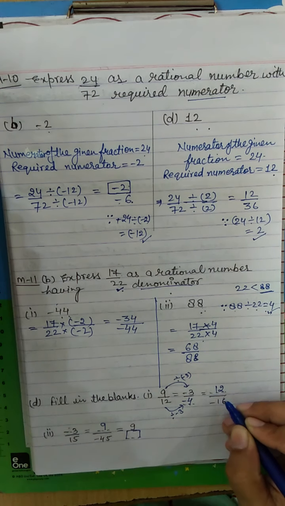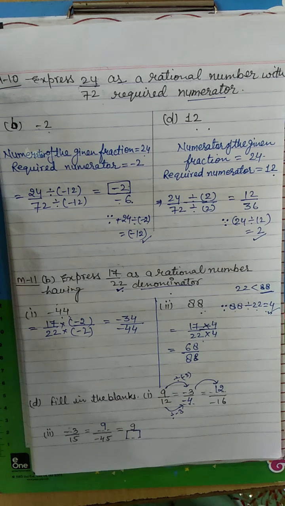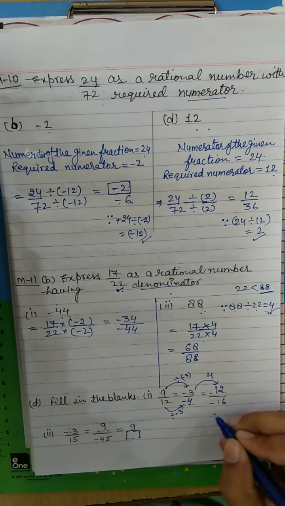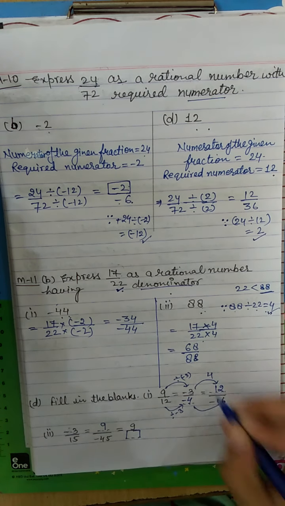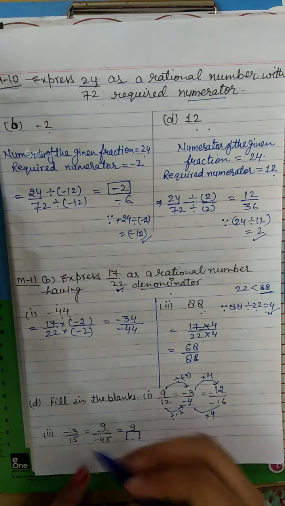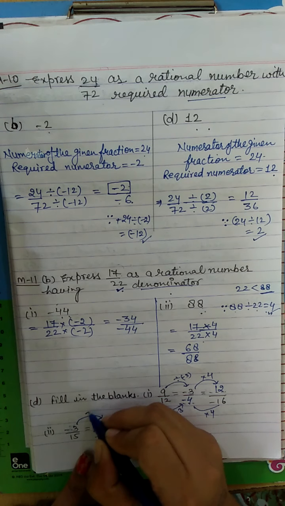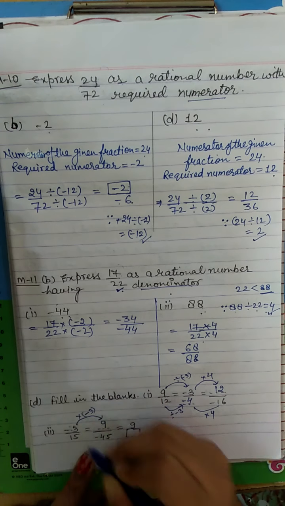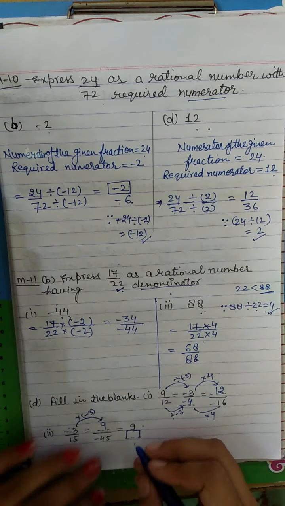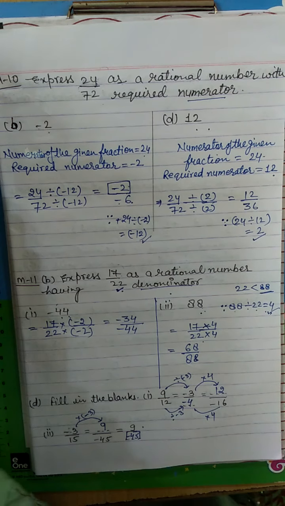Answer is... what is to be multiplied? 4, with the sign of multiplication. 4. Here also 3 3s are 9, multiply by minus 3 on both. 9 as numerator, therefore the denominator will not be changed. So the denominator is minus 45.